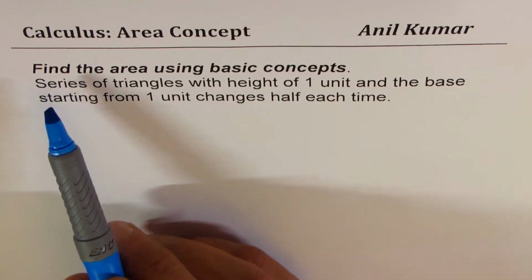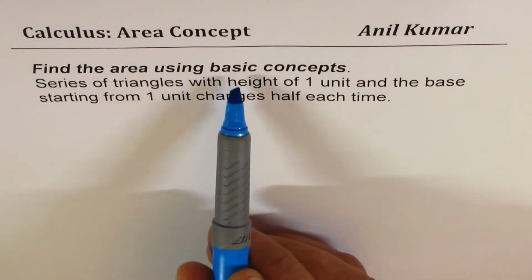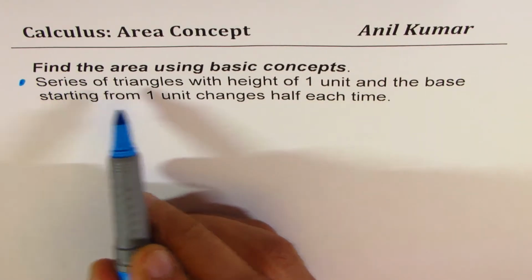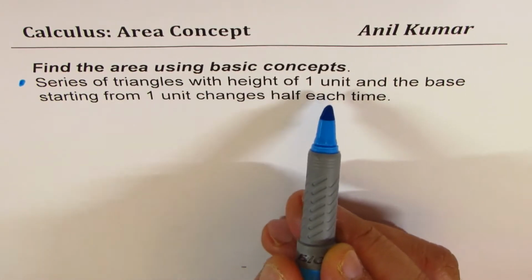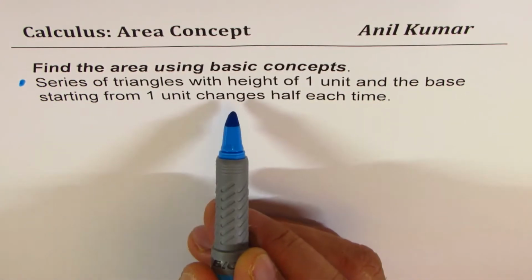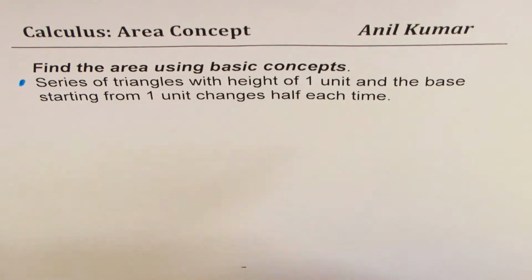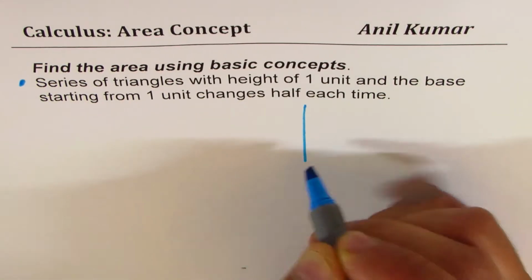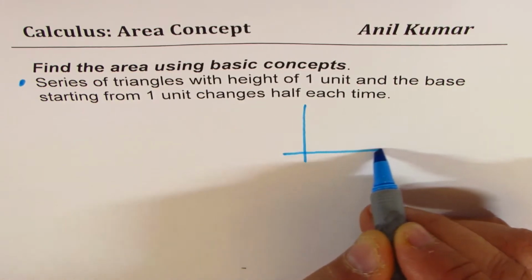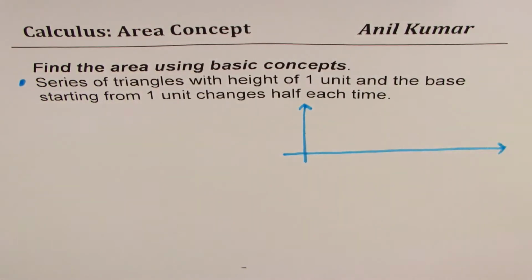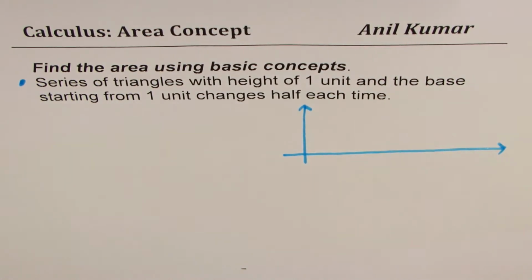The question here is, find the area using basic concepts, and we are given a situation. Series of triangles with height of 1 unit and the base starting from 1 unit changes half each time. I have purposely not given you the diagram. I would like to sketch it now so that you understand the situation better and you are in a position to appreciate the solution itself.